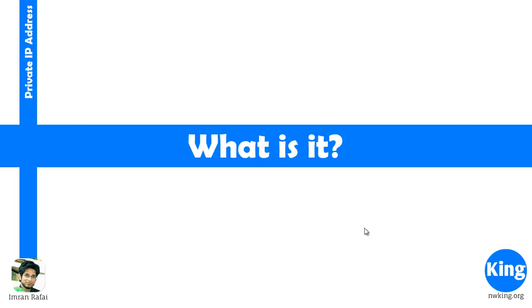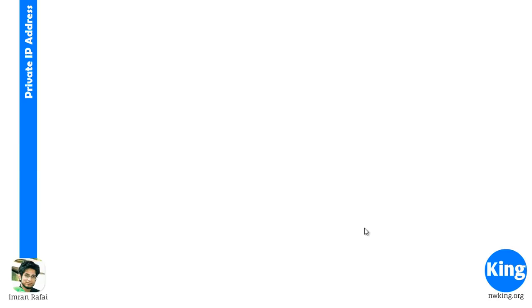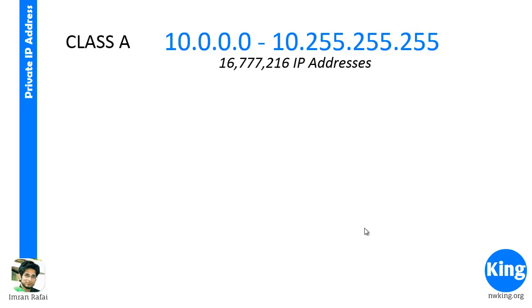Now to understand subnetting, we need to talk a little bit about IP addresses. There are 2 types of IP addresses. You have the private IP addresses and you have the public IP addresses. What is a private IP address? Private IP addresses are addresses in this range.